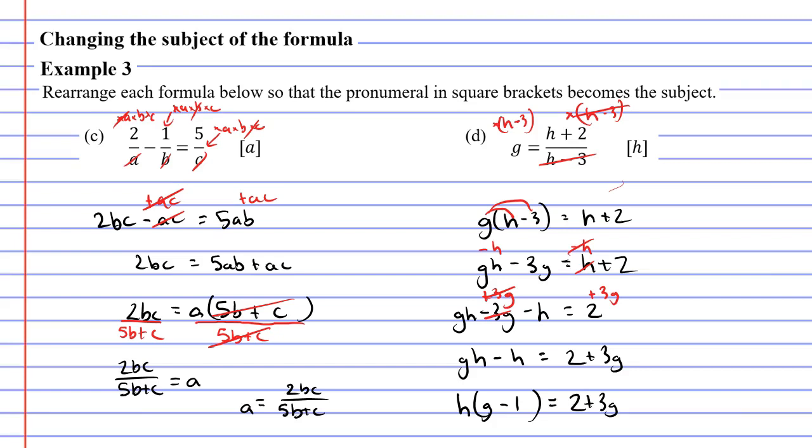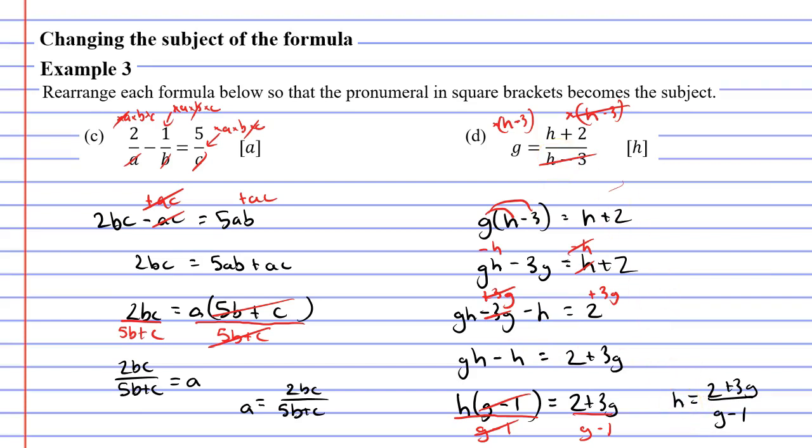And now it's quite simple. If I want h on its own, I need to just divide every term by g minus 1, like so. That's going to cancel out my g minus 1, and then I'm left with h on its own. And the right-hand side is already written here: 2 plus 3g over g minus 1, and we now have h as the subject of the formula.